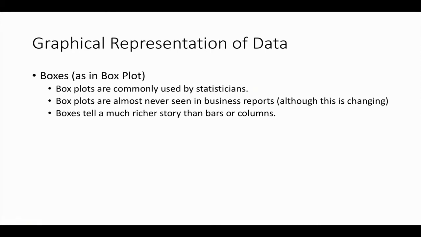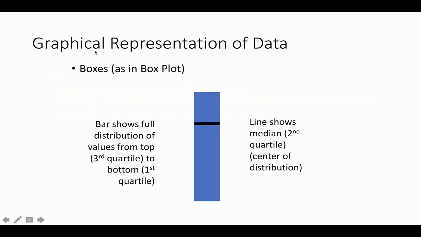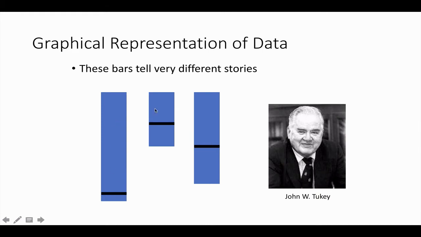This is actually one of my favorite representations of data because a box plot can tell you a whole lot, right? The box shows the full distribution of values from the third quartile to the first quartile. And the black line shows the median, the center of the distribution. And when you look at these three boxes, they tell really different stories, right? And when we build these in Tableau, we're going to see how really different box plots, especially with whiskers, can tell really different stories about distributions in a very small number of pixels.